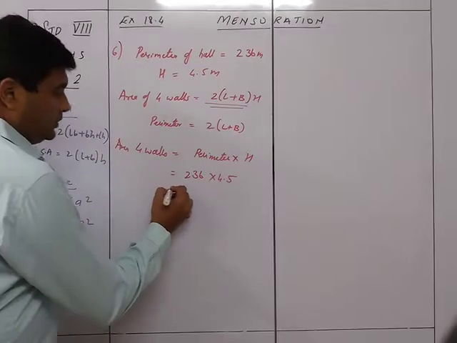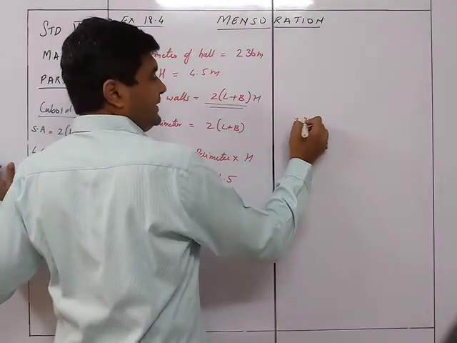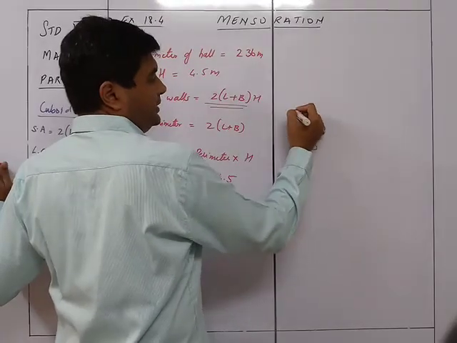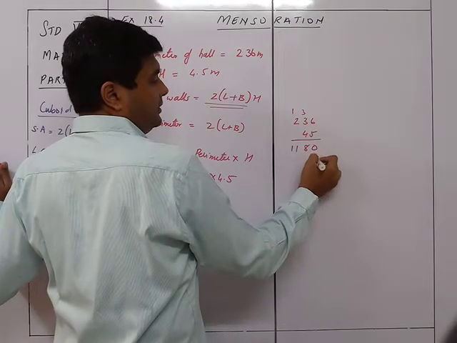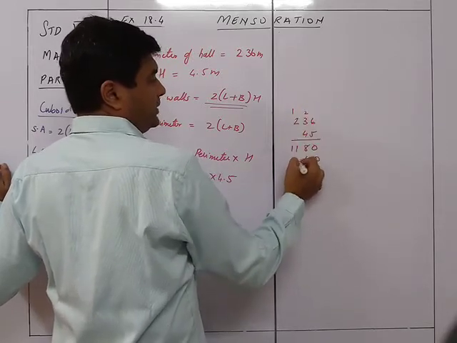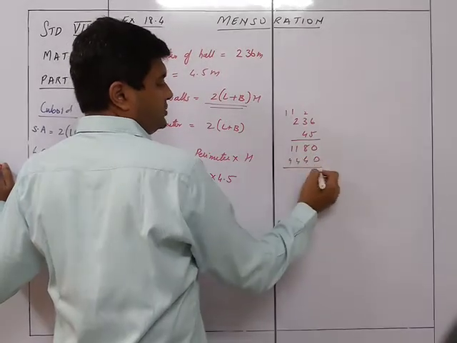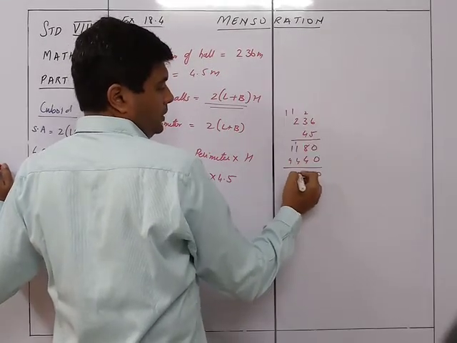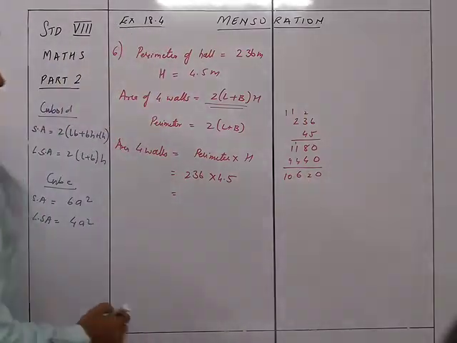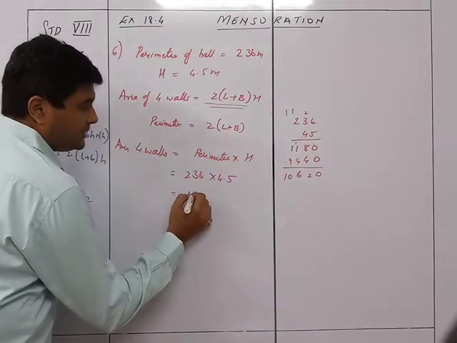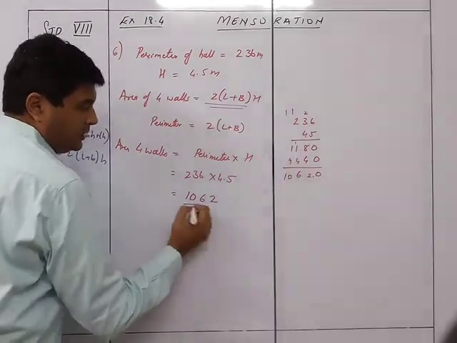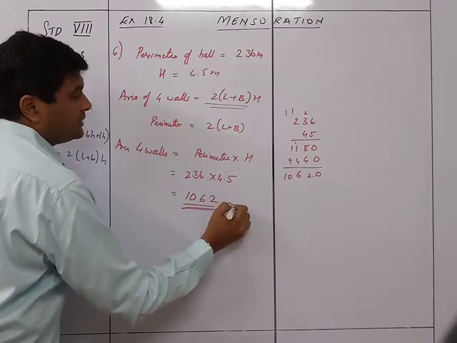Got it? So this will be equal to 236 into 45. 5 6s are 30, 15, 18, 11, 0, 24, 12, 14, 8, 9. So that will be equal to 1062 because there's a decimal point here. So 1062 meter square.